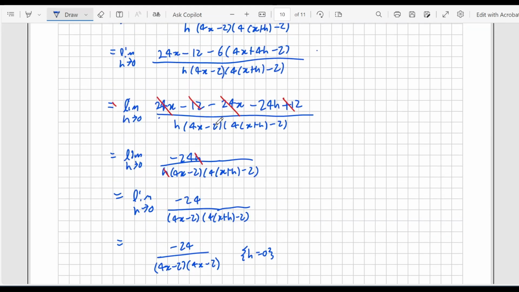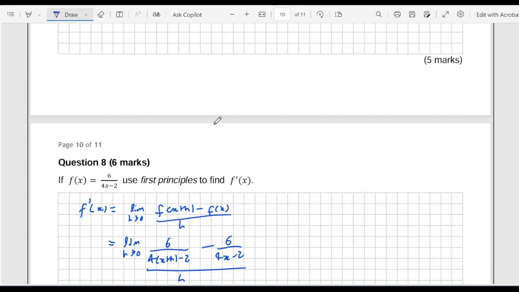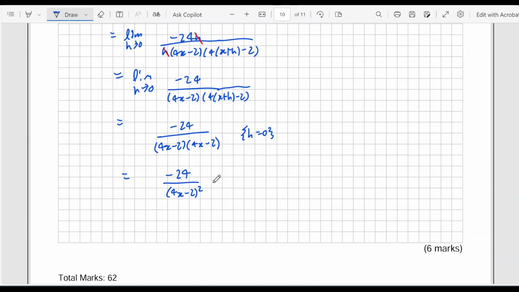You can check this question using like the quotient rule, although that's more something if you have enough time to do it at like the end of the test.